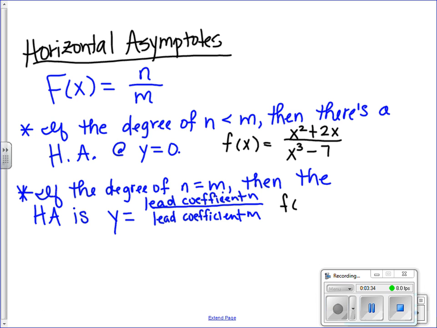So if I have f of x equals 2x squared plus 3x minus 9 over 5x squared, 7x. Those two have equal degree, right? They're both squared, squared and squared. So this horizontal asymptote would be at y equals 2/5. Right? This is y equals 0.